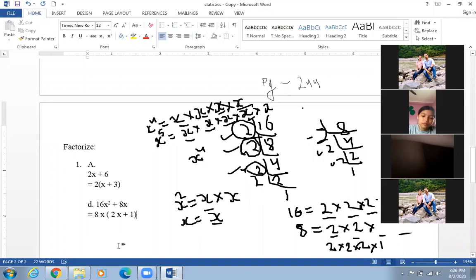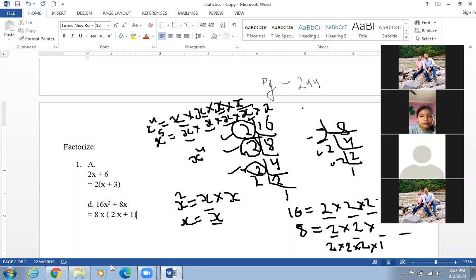Plus, so 8 is common already. So no need to write anything. Otherwise 8 times the 8, 8 times 1 is 8. X times the x, 1 times the x. Okay, so that's why 1 we need to write down. Okay, so in that way we need to write down this as the answer.